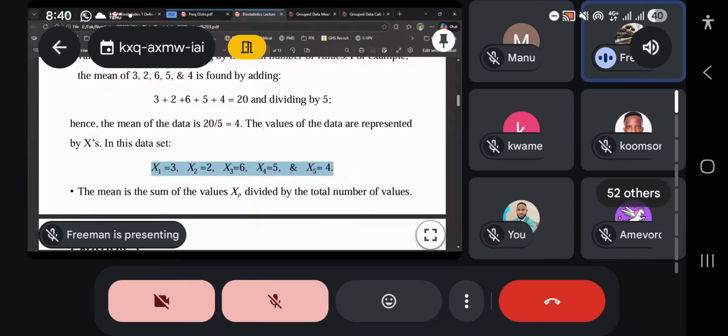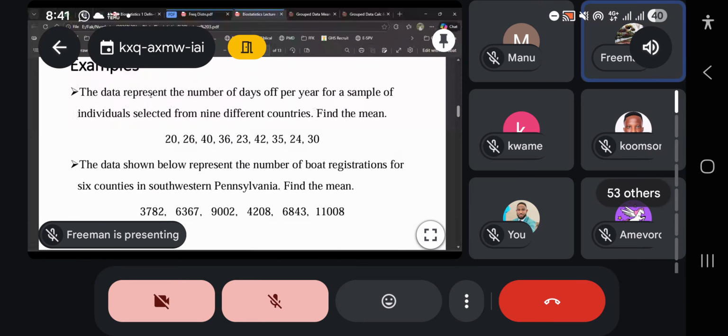So the mean is the sum of the xi's. The i represents the first one, the second, the third, the fourth, the fifth. It's also a variable whose value changes. So it's telling you that we are summing all the xi's and dividing by the number of them, n.